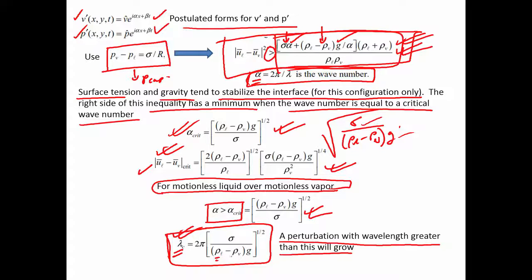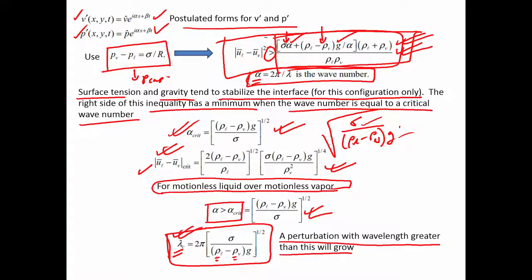So, when rho L and rho V become very close to each other, that means you are dealing with water and something a little bit denser than water, what will happen? This lambda c will be a very large quantity. So, in order to perturb that interface, you need an exceedingly high amplitude, because that space is very large. Lower than this won't do anything. So, the perturbation needs to have a huge amplitude, or long wavelength essentially.